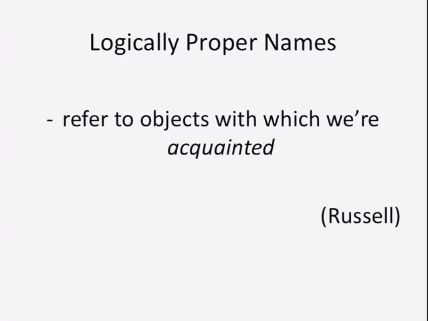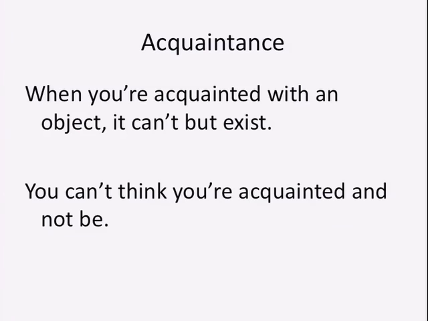Russell said logically proper names refer to objects with which we are acquainted. So you have some direct kind of perceptual encounter with the object. That's how you know what object you're talking about. And Russell thought that when you're acquainted with an object, your encounter with it is so immediate and so direct that you know the object can't but exist. There's no room for uncertainty about whether it exists if you're acquainted with it.